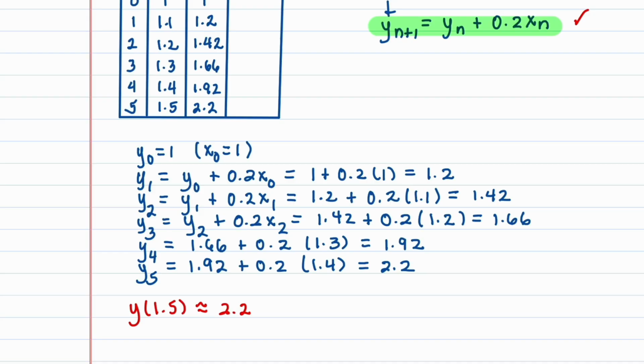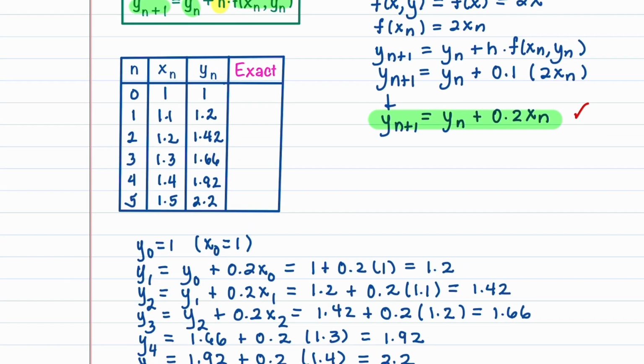Let's now go back up to our table and put in the exact value, and then we can see how accurate the solution is. Our exact solution was y is equal to x squared. So when n is equal to 0, our exact solution is 1 squared, which is 1, and then we have 1.1 squared, which is 1.21, and then we get the rest of the values. We're just squaring what xn is.